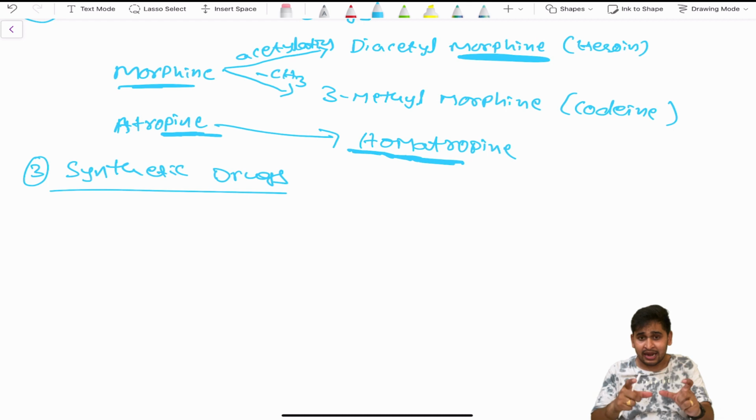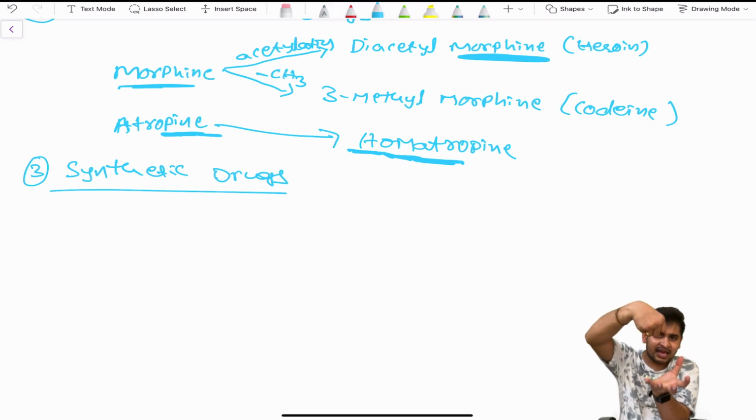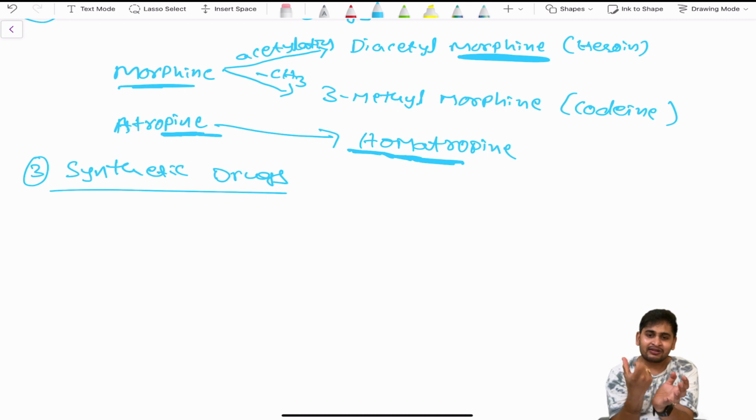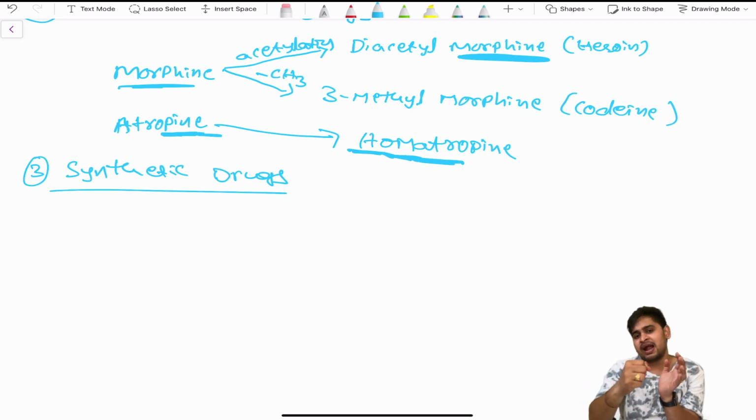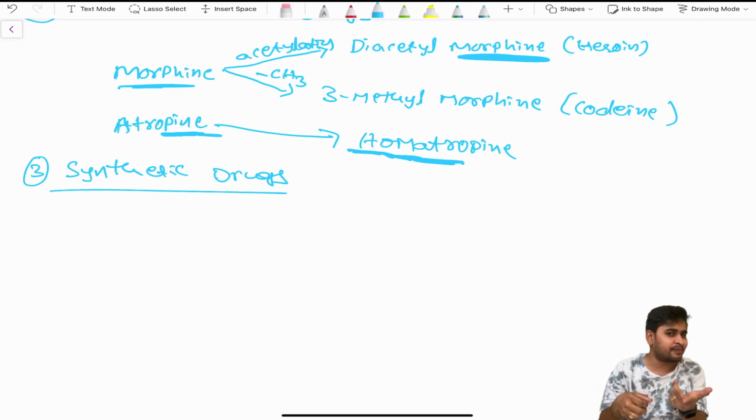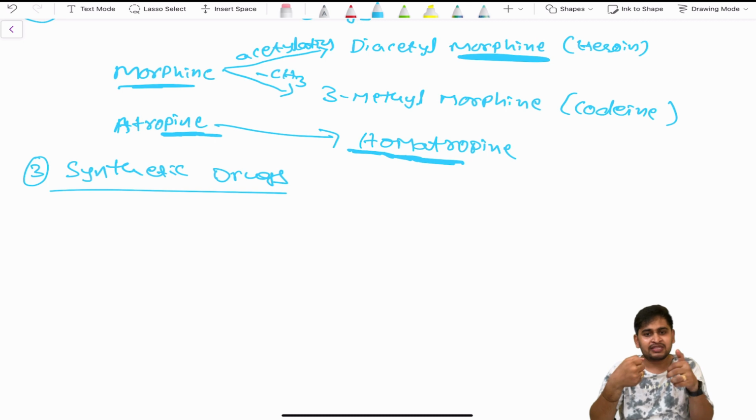These synthetic drugs are designed according to the receptors. Suppose this is the receptor and this is the ligand which should fit into this receptor. Now this ligand would be designed according to the structure of the receptor, so it is able to fit into the receptor. This ligand is complementary to this receptor. Complementary means it can fit into the receptor. Ligand means it has affinity towards the receptor. Clear?